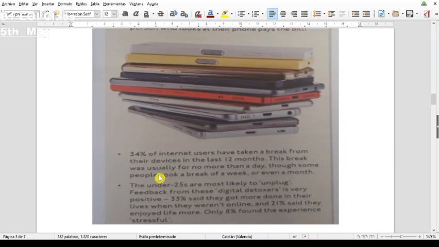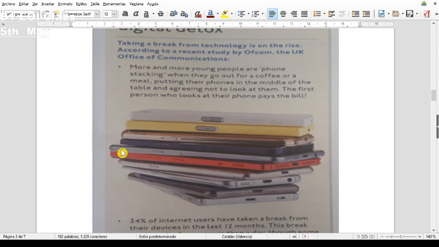Then, do you think this is a good idea? I think so. Yeah? Taking a break, cogerse un respiro, podemos decir, de la tecnología, desconectar de la tecnología, está de moda, está creciendo, ¿no? Va aumentando, on the rise.